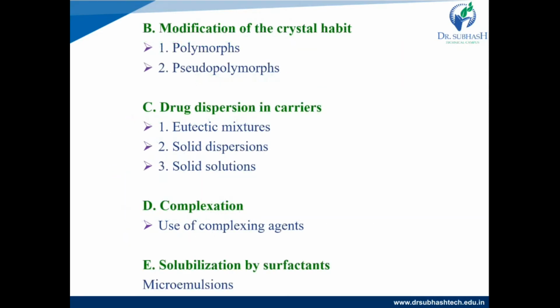Next one, modification of crystal habit. In that, polymorph, pseudopolymorph, these terminologies are there. Depending upon the internal structure of the solid, if the internal structure is random, we call it amorphous, and if three-dimensional internal structures are there, we call it crystals. So depending upon the internal structure of the solid drug, we select the proper form of the drug for the formulation part.